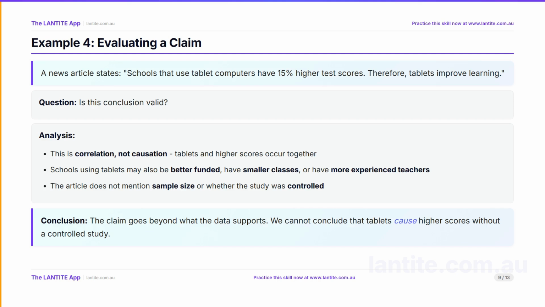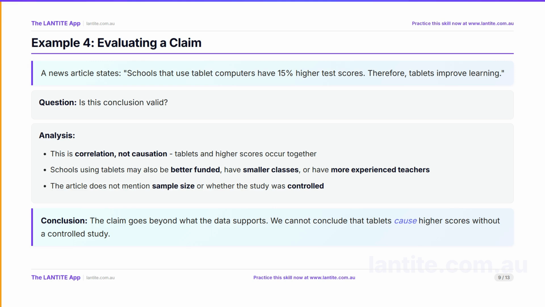Let's evaluate a claim from a news article. It says schools with tablets have 15% higher scores. Therefore, tablets improve learning. Is this valid? No, this is correlation, not causation. Schools that can afford tablets may also have better funding, smaller classes, and more experienced teachers. We also do not know the sample size or whether the study controlled for other variables. On the LANTITE, when asked to evaluate a claim, check for these issues. Is it correlation or causation? What is the sample size? And are there other possible explanations?